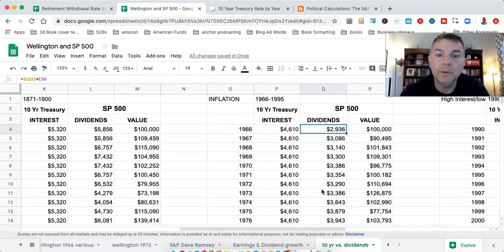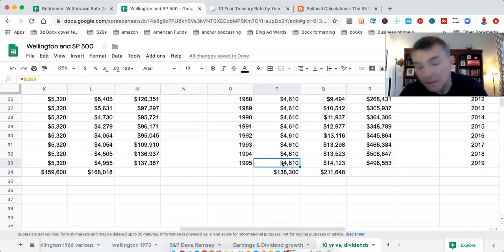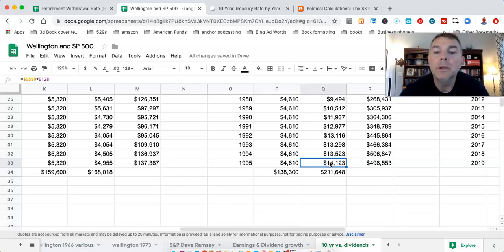But let's fast forward until 1995, after 30 years. After 30 years, the dividend off the S&P 500 was almost 3 times the income that we're getting on the 10-year Treasury. The 30-year Treasury is paying $4,610. And the income off the S&P 500 was $14,123. So we got $211,000 in total income from the S&P 500. We only got $138,000 of total income from the bond, the 10-year Treasury, the 30-year Treasury.